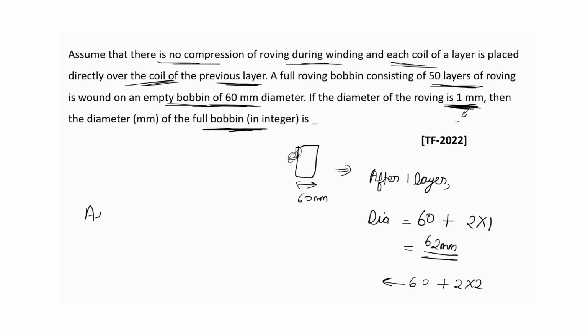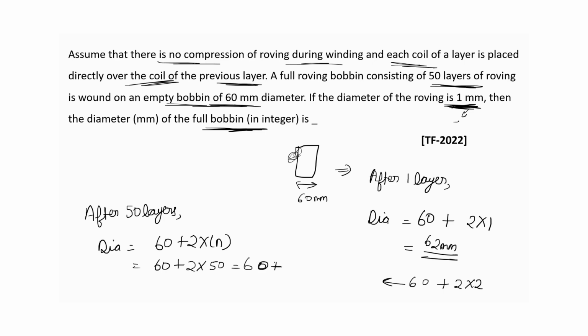After 50 layers, what does it come out to be? The diameter will become 60 plus 2 into n, where n means number of layers, 60 plus 2 into 50, so 60 plus 100, it comes out to be 160 mm. This is your answer. So the answer is 160. It is a 1 mark question.